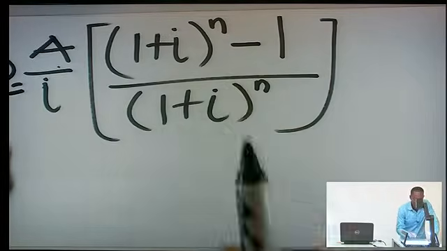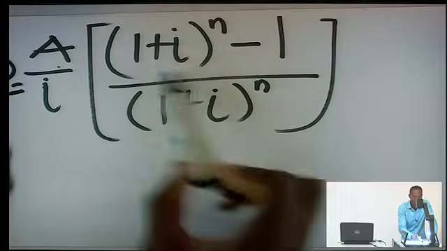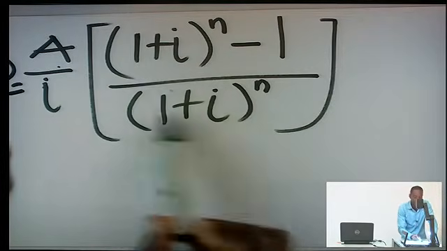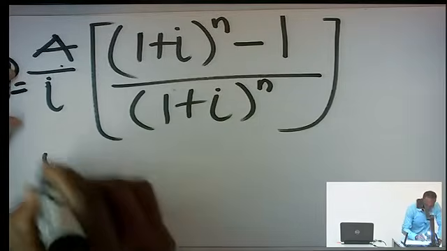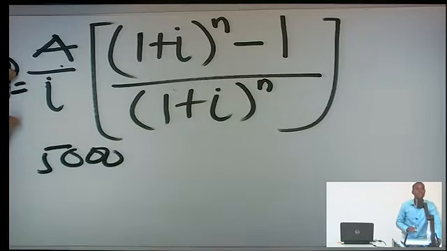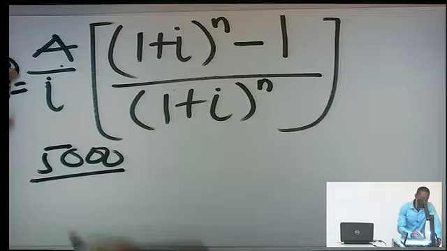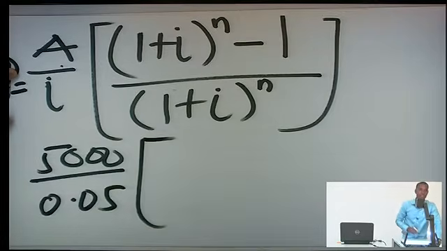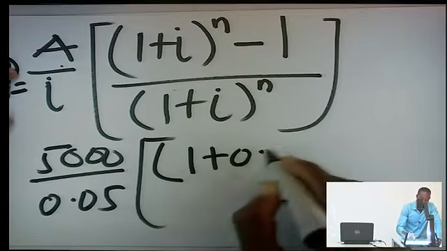Now this expression, please be careful. This 1 minus 1 is not N minus 1. It is this whole expression minus 1, right? And you divide by this expression. Then you're done. So from our expression, we had 5,000 being the uniform sum divided by our interest rate, which was 0.05. I open my big parenthesis, then I open a small one, and I have 1 plus 0.05.